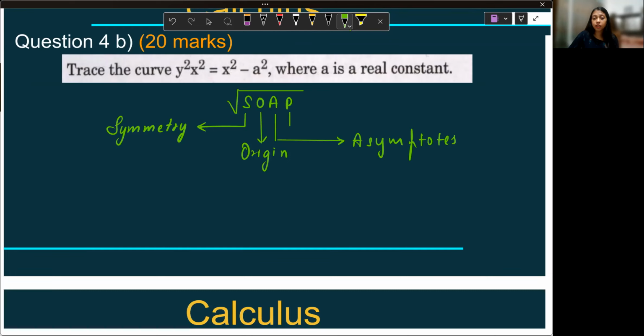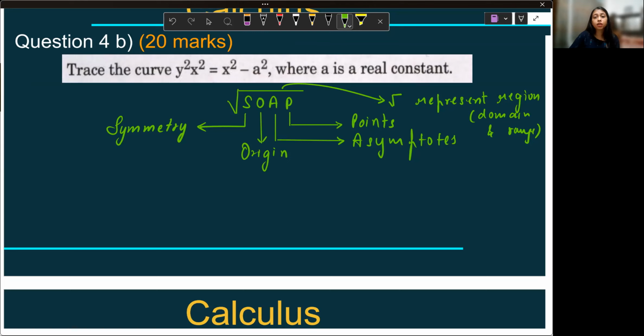Then P is points, we have to look for some points as well. For example, where it cuts the x-axis, what is the point of intersection with the x-axis, y-axis, y equals x, y equals minus x, right? And the last one is this under root. This under root represents region, which means domain as well as range. Find out what is the range and what is the domain for this curve. If you remember this simple formula and go step by step, you'll have a good idea about your curve and you can trace the curve.